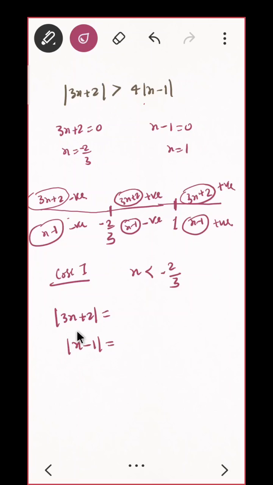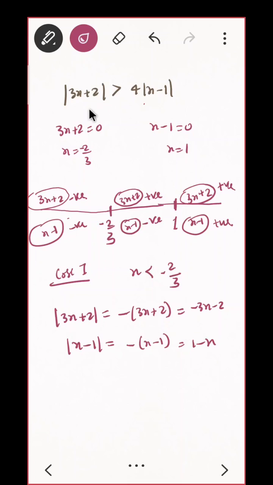You already know the definition of mod x. Mod x equals x when x is positive, and it is minus x when x is negative. So in this case we are aware that 3x plus 2 is a negative number. So the answer will be minus of 3x plus 2. Is that clear? And here also it will be minus of x minus 1. Perfect. So this is minus 3x minus 2, and this is 1 minus x.